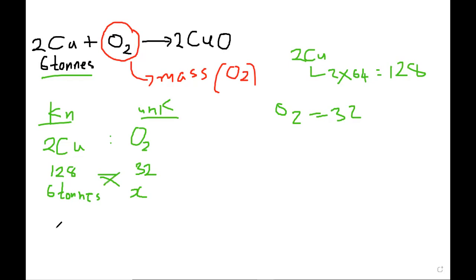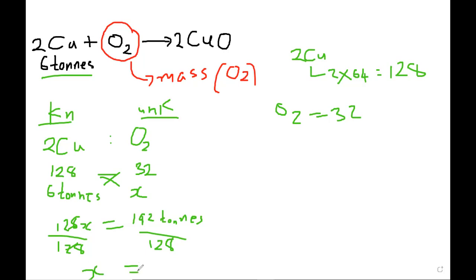You cross multiply. This would be 128x equal to 32 by 6, which would be 192 tons. So remember, you're dealing with tons. This can be divided by 128 throughout. Therefore, your x will be equal to 192 divided by 128. So that will be 1.5 tons of oxygen reacted.